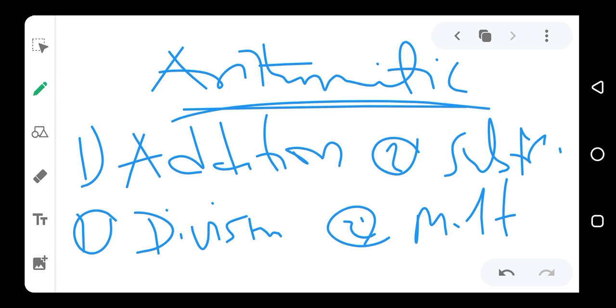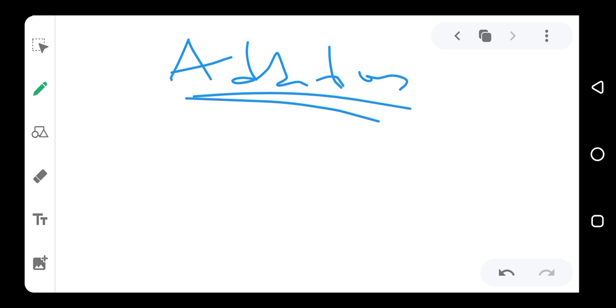Now let's start with addition. Let's talk about addition and subtraction. How do we add polynomials? If you have two polynomial expressions and we want to add them, we arrange the terms in a column. Put the terms that are alike under the same column and then add.